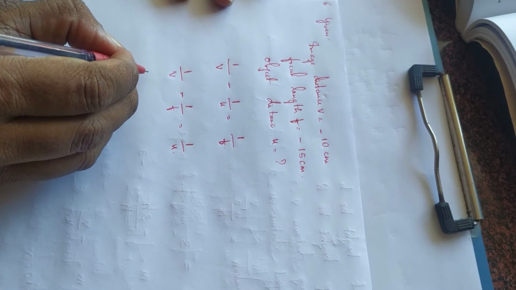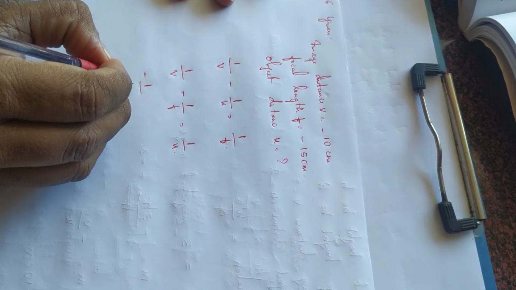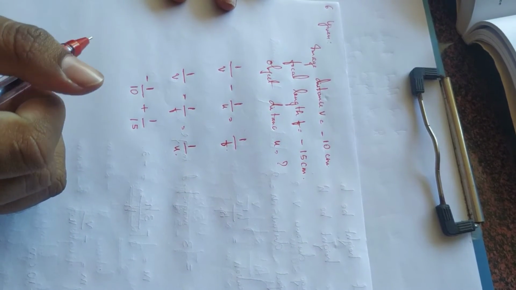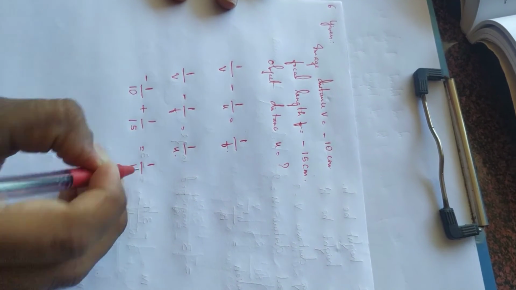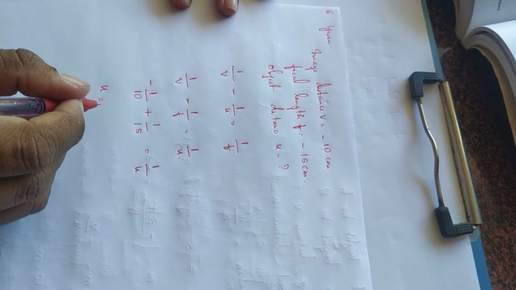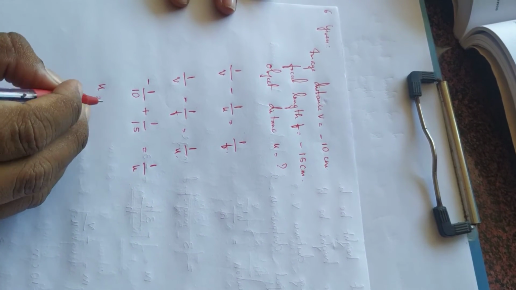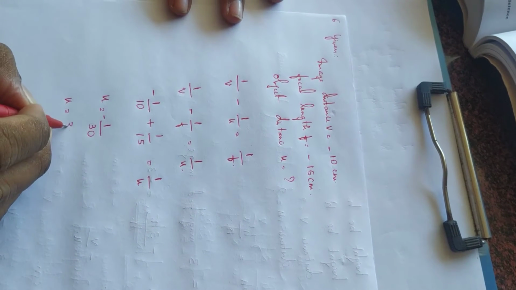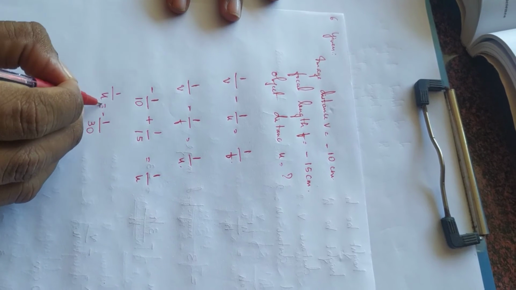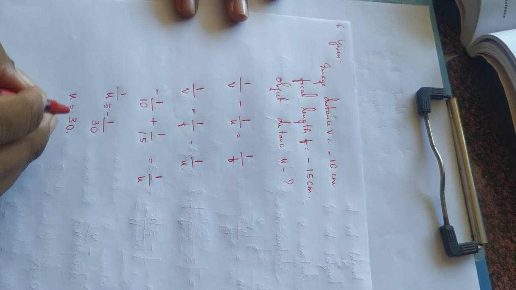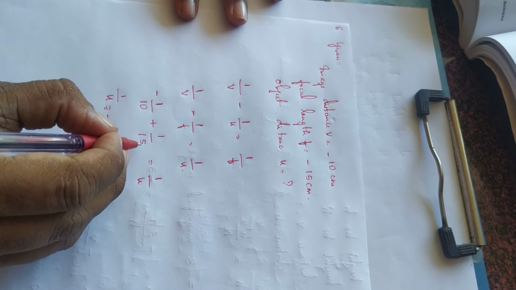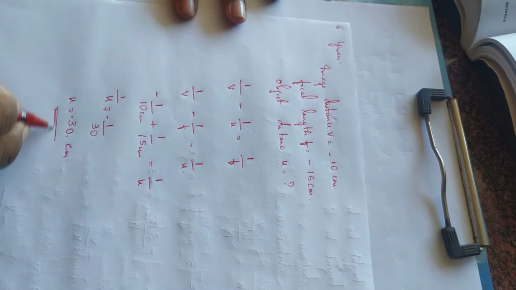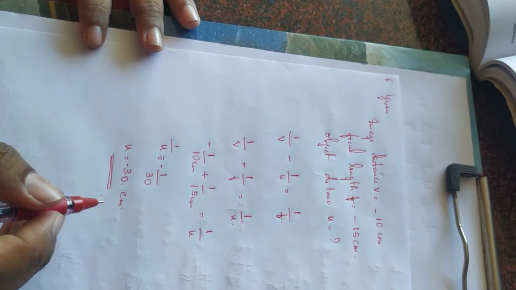What happens here? Minus 1 by 10 plus 1 by 15 is 1 by u. So 1 by u is equal to minus 1 by 30, and u is equal to minus 30 centimeter. As I told you, keep the units together so that there will be no confusion. Thus the object distance is 30 centimeter.